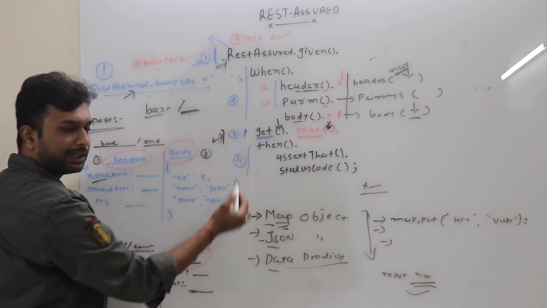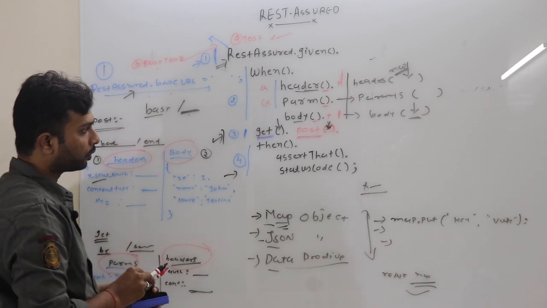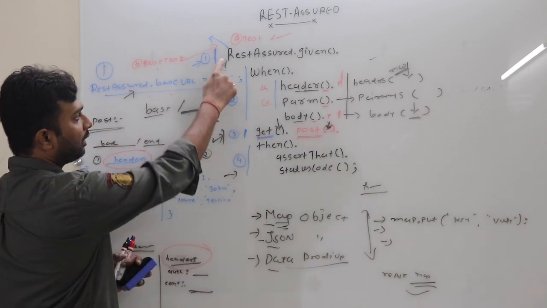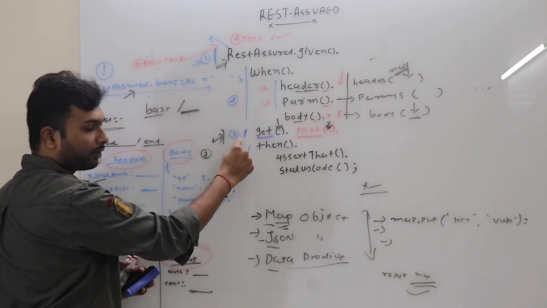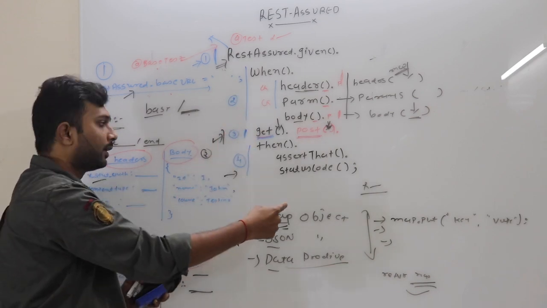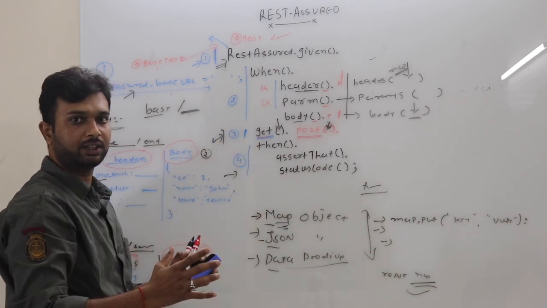So this is a very easy part. Now we are moving forward to the fourth part. So in the fourth part, what are we doing? Here we have given data and values, and we have defined what we are doing. Now we did everything. Now what we have to do? We have to assert the data.